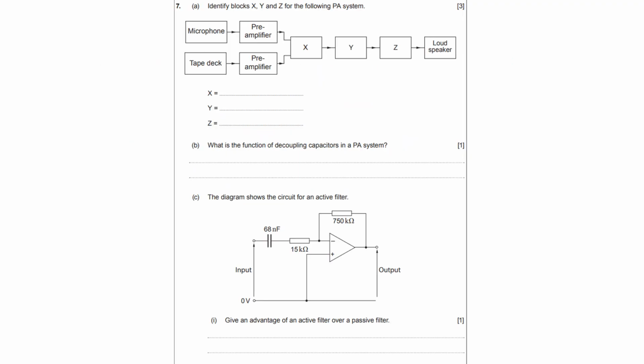So we have missing boxes. So obviously preamps always go into your mixer, don't they? Summing amp or a mixer. Sorry, let's get my pen. They go into my mixer.